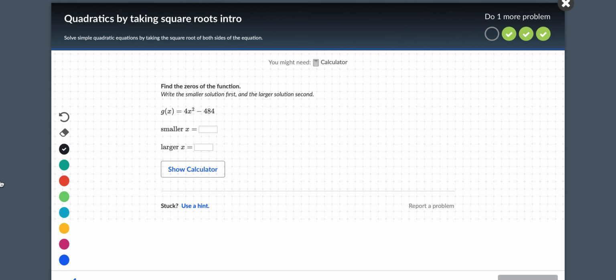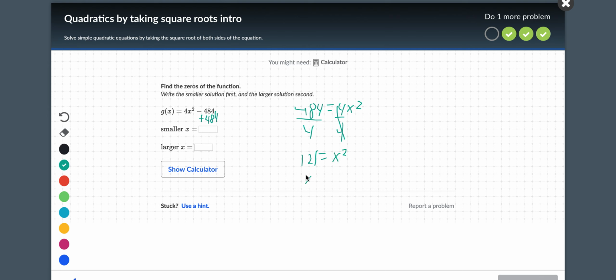So write the 0. Oh yeah, this is the same thing. So we're going to add 484 to both sides. So now we have 484 equals 4x squared. So we'll divide both sides by 4. And these cross out. And then 484 divided by 4 equals 121. So 121 equals x squared.